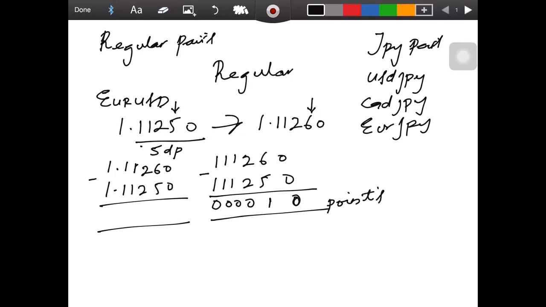Remember, in the beginning we said 10 points equals 1 pip. So this simply means that the movement of price from 1.11250 to 1.11260, and vice versa, is a 1 pip movement. Another nomenclature is points: it's a 10 point movement. So it's as simple as that. All right, let's do another example.